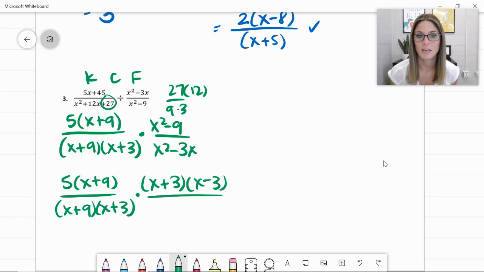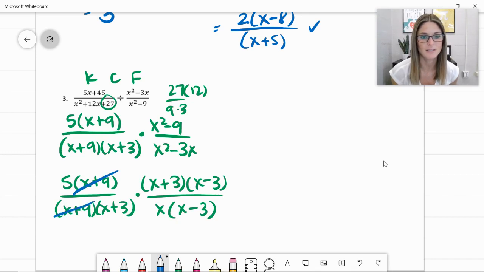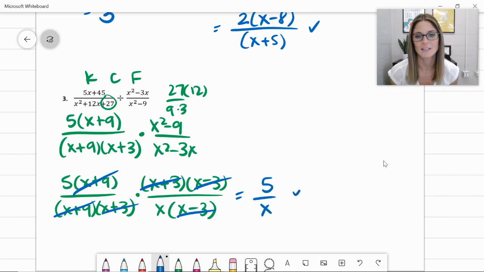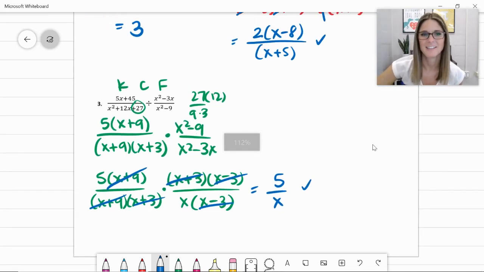And our new denominator, the x squared minus 3x, the best you can do is a GCF of an x. And we are completely factored, ready to cancel common factors, x plus 9s, x plus 3s, x minus 3s. It looks like all we have left is the 5 in the numerator and x in the denominator. Big division problem, and all that's left is 5 over x. I really love when things cancel. Don't expect everything to cancel. Sometimes it might just be one pair of factors. So it's okay. Double check your factoring.